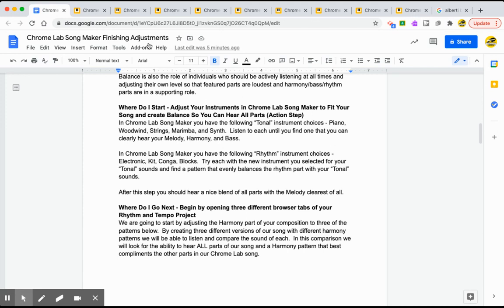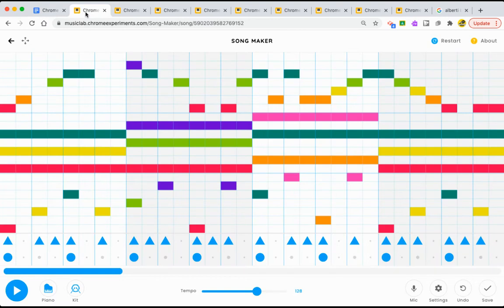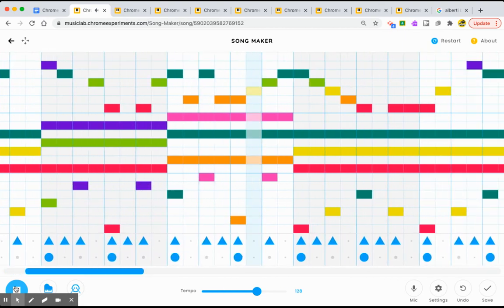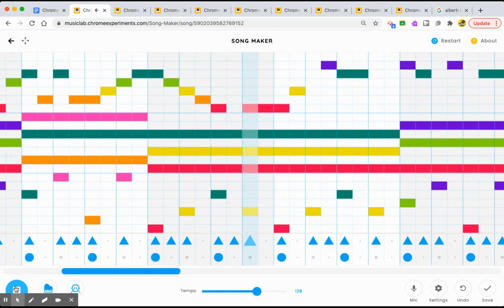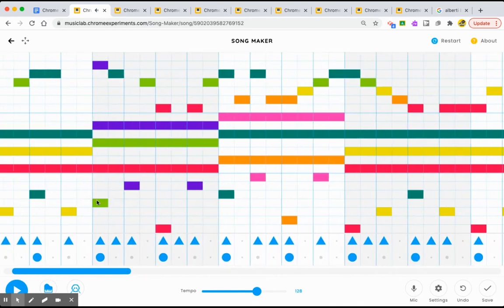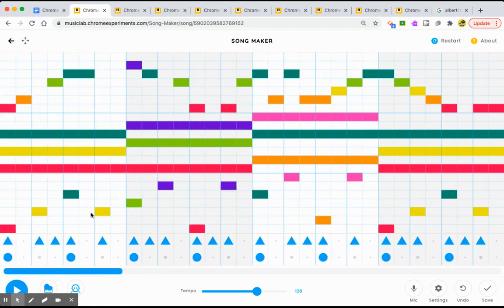So let's listen to my link from my rhythm and tempo project with the different tonal instruments. In this case, I have piano, which is where I started. Let's give this a listen to start. So I'll just play a couple measures of each. The next one is going to be the strings. And again, these are going to be plucked string sounds.